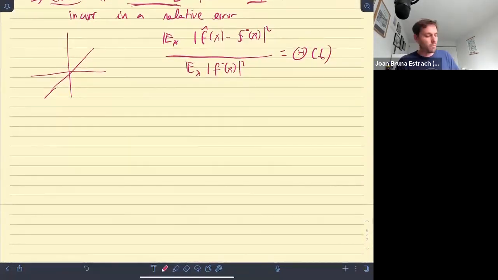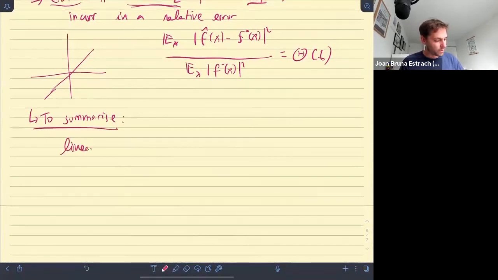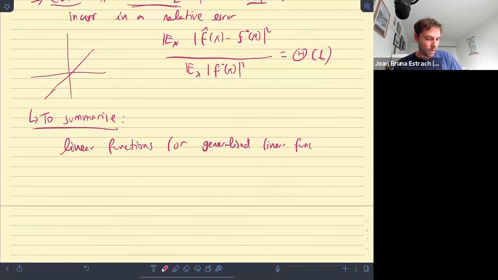Okay, so to summarize this block, we're gonna take the break now. What we have seen is that linear functions, or let's say generalized linear functions, in the jargon of statistics, a generalized linear model, a linear function that you pass through an activation function, need a sample complexity of the order of d.